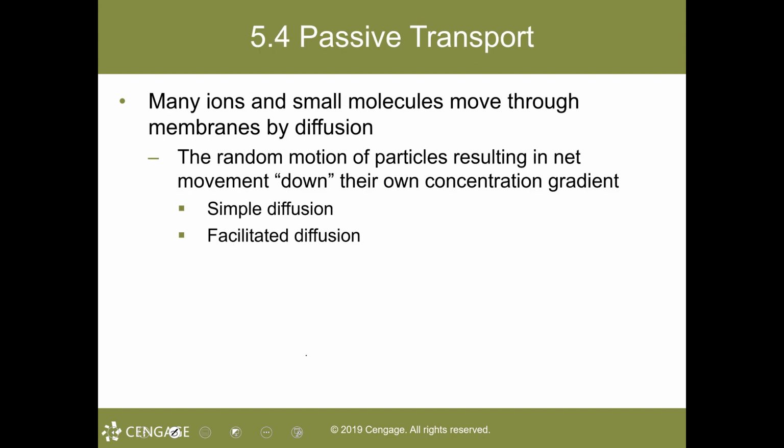So now to the first of 2 types of cellular transport. If you're with me, we're on page 115 of your text. Let's begin. It states that many ions and small molecules move through membranes by way of diffusion. Diffusion can be defined as the random motion of particles resulting in net movement down their concentration gradient. There are 2 types: regular diffusion or simple diffusion, and what is known as facilitated diffusion.